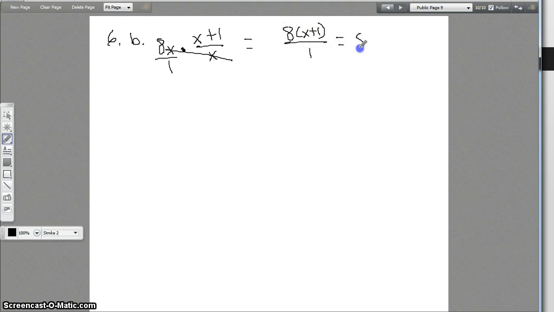8 times (x plus 1) is 8x plus 8. And since our denominator was 1, we can just get rid of that. So 8x plus 8 is our final answer. Now let's take a look at part D.